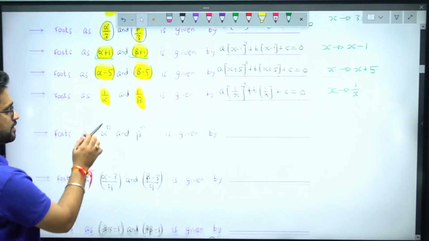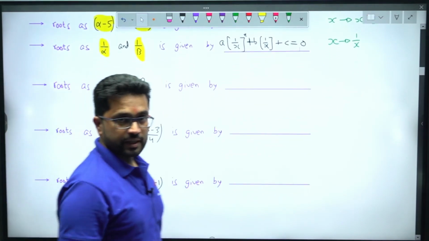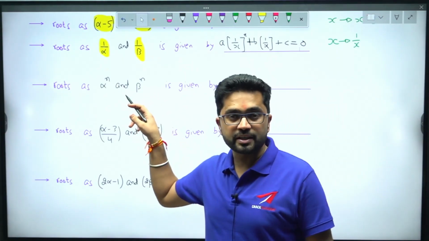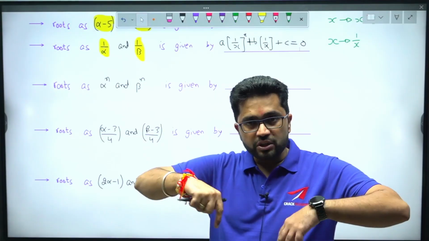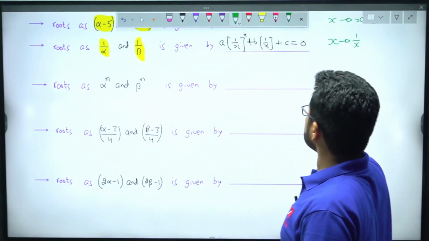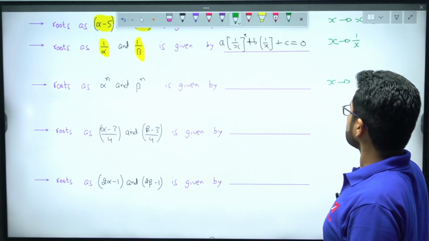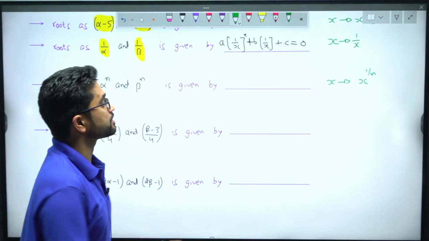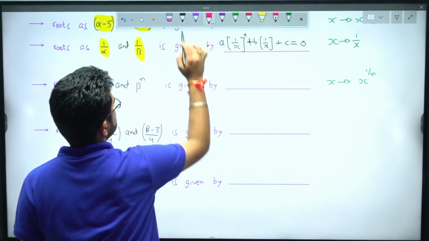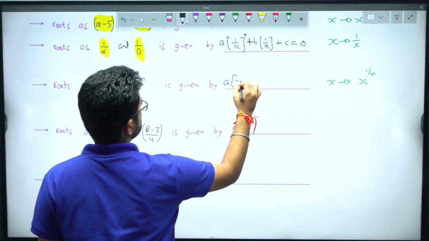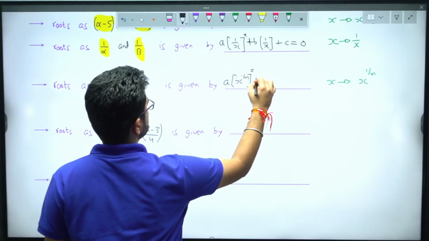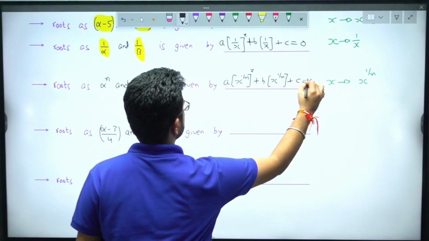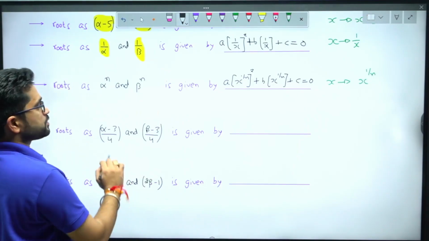If roots are being raised to the power n, if we need to form another equation whose roots are alpha raised to power n and beta raised to power n, then what is the trick? Roots are being raised to the power n. In this case, you will replace x with x power 1 by n. Reverse operation. Do remember, reverse operation. So guys, in this case the answer would be a times (x power 1 by n) whole square plus b times (x power 1 by n) plus c equals 0. Okay, let's go for the next one.